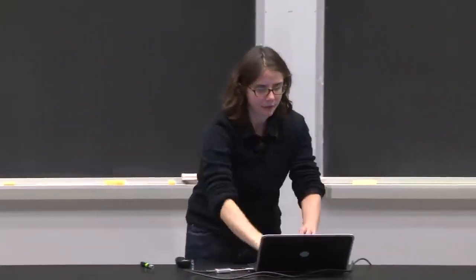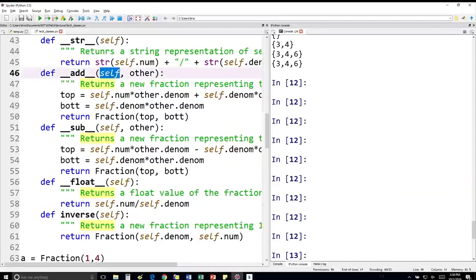We're going to take self, which is the instance of an object that I want to do the add operation on. And we're going to take other, which is the other instance of an object that I want to do the operation on, so the addition. And I'm going to figure out the new top, so the new top of the resulting fraction.